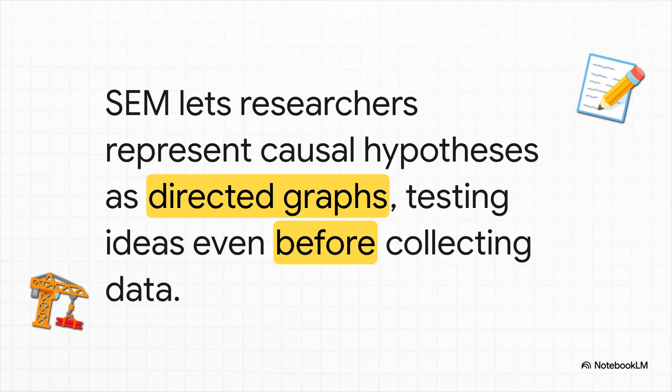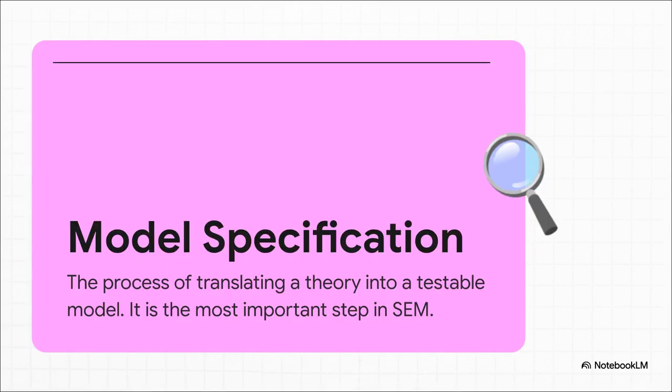And here's a great way to think about it. Imagine a researcher is like an architect. Before a single brick gets laid for a new building, the architect draws up a detailed blueprint of how everything is supposed to connect. That's exactly what SEM lets a researcher do with their theory. They get to draw a complete blueprint of all their ideas and how they're connected before they even touch the data. Now, this blueprint drawing stage, it has a formal name. It's called model specification. And it's where you turn your theory from words into a precise diagram.